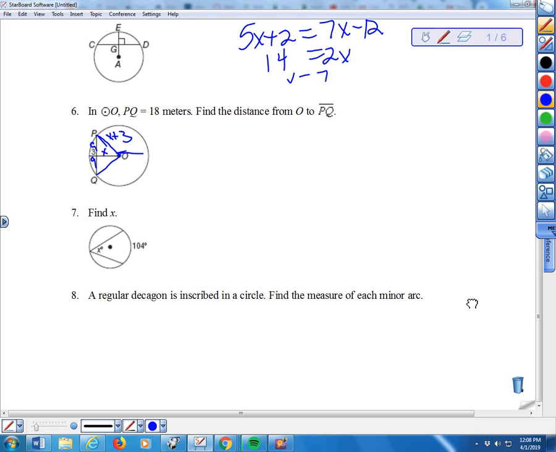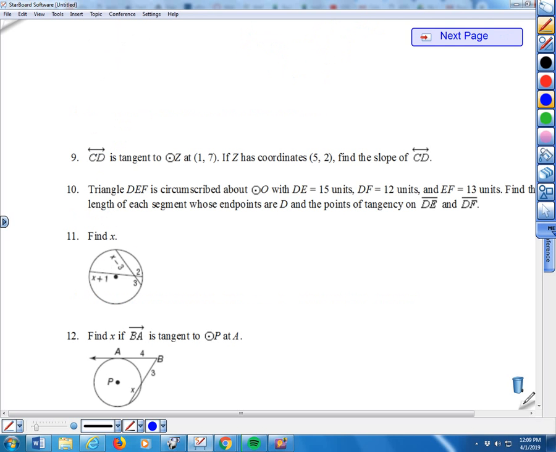A regular decagon is inscribed in a circle. What's regular mean? All the angles are the same, all the sides are the same. So if it's inscribed in a circle, how many angles are there? There's 10. Circle's 360 degrees, 360 divided by 10, each angle is 36. All right.